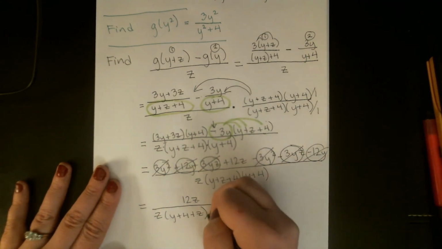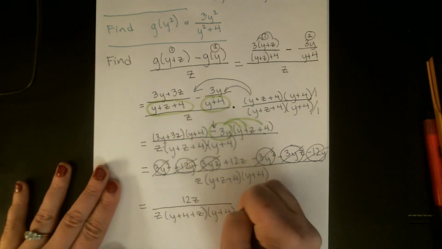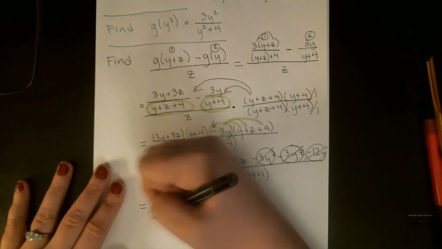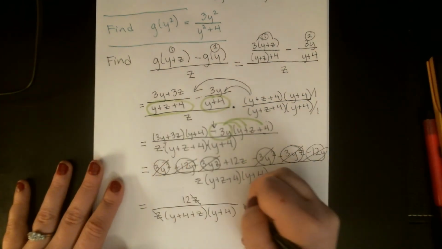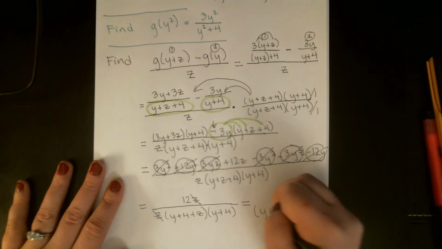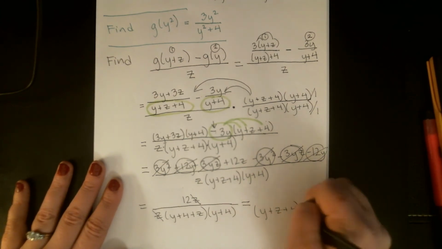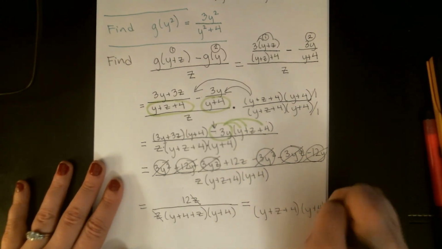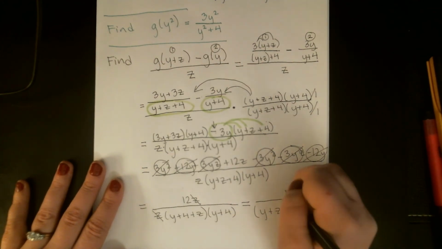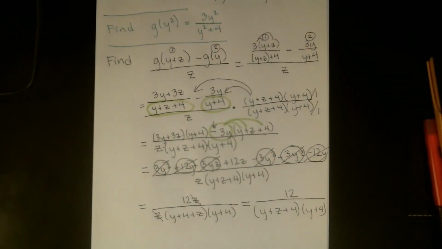y plus z plus 4. We'll go ahead and flip-flop the order there, times y plus 4. I can finally cancel out that z. So I have a y plus z plus 4 times y plus 4 on the bottom and a 12 on the top. And I don't see that I'm going to be able to do any better. There is no reason to multiply out that denominator.